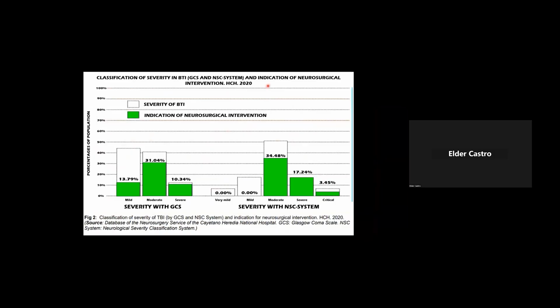The graphic is about both classifications of severity and indication of neurosurgical intervention. In white, all patients in each category of severity. In green, patients with neurosurgical intervention in each category of severity. All categories of the Glasgow scale needed surgery, even the mild category. However, only the moderate, severe, and critical categories of the MINSA system needed surgery. So the MINSA system helps to manage the BTI.